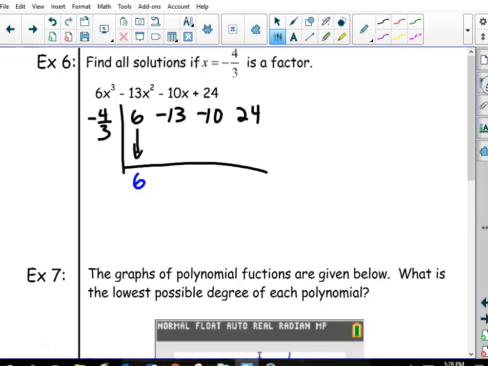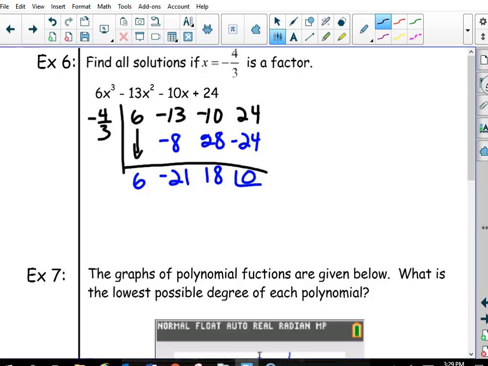Okay, 3 goes into 6 twice. 2 times negative 4 is negative 8. 3 goes into negative 21 7 times. Negative 4 times negative 7 is 28. And 3 goes into 18 6 times. Negative 4 times 6 is negative 24. So that gives me my 0.